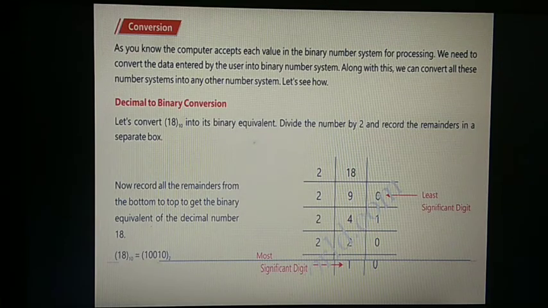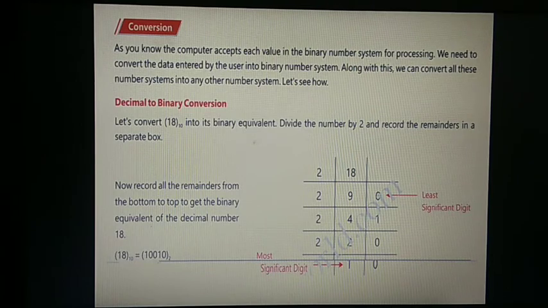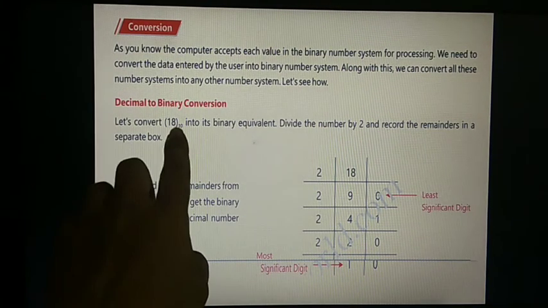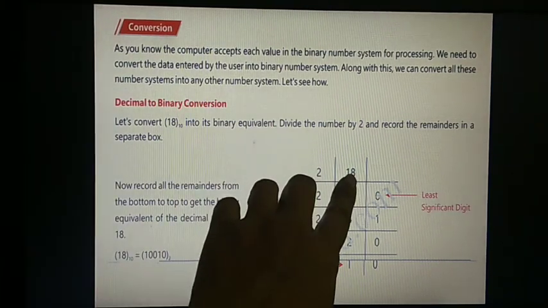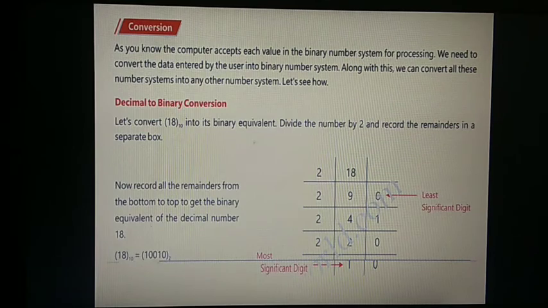Conversion of your decimal to binary: decimal means you are having 10 as a base, 10 digits you are using, and for binary you are using only 2 digits, that is 0 and 1. Only 2 numbers are being used. Now you are converting your decimal to your binary number. The question is given as 18 over here. You are supposed to divide it by 2. Why dividing by 2? Because you are converting into binary.